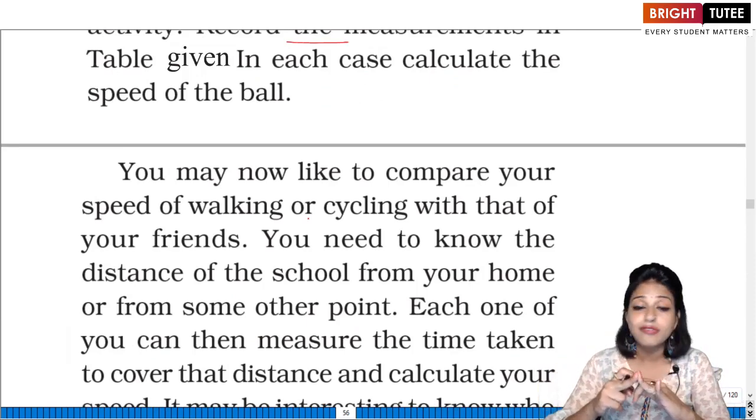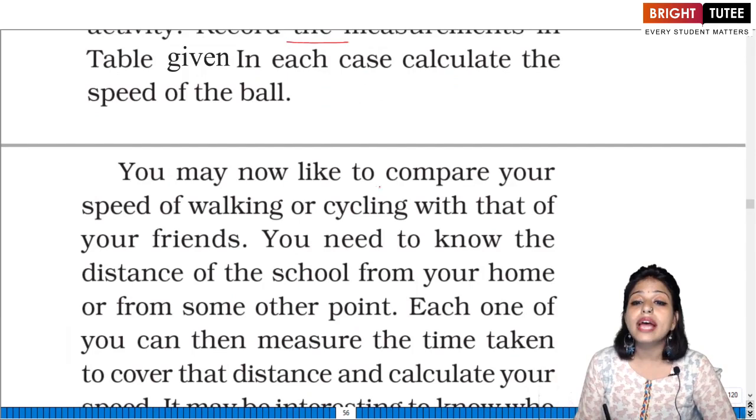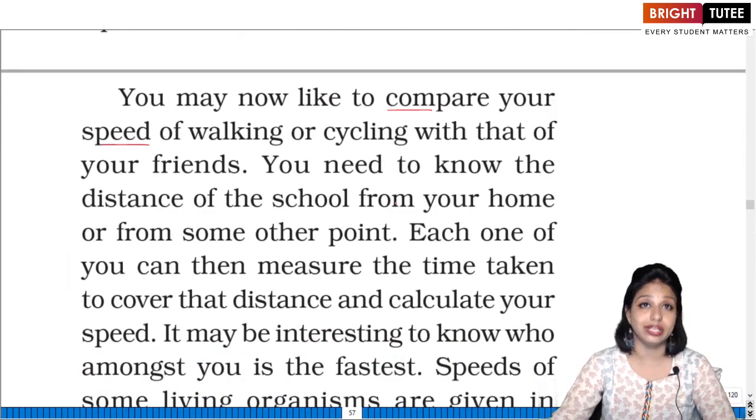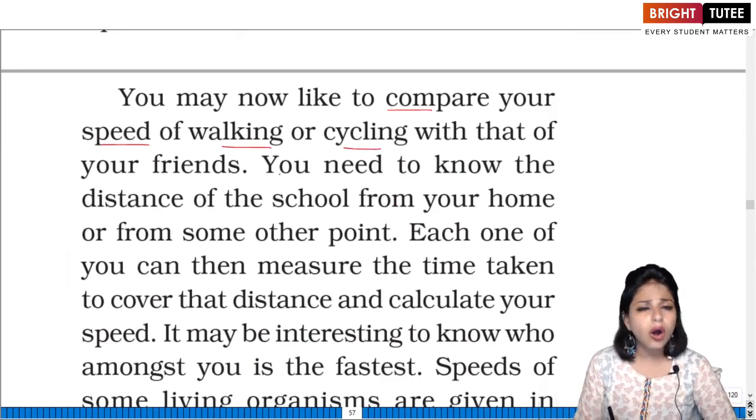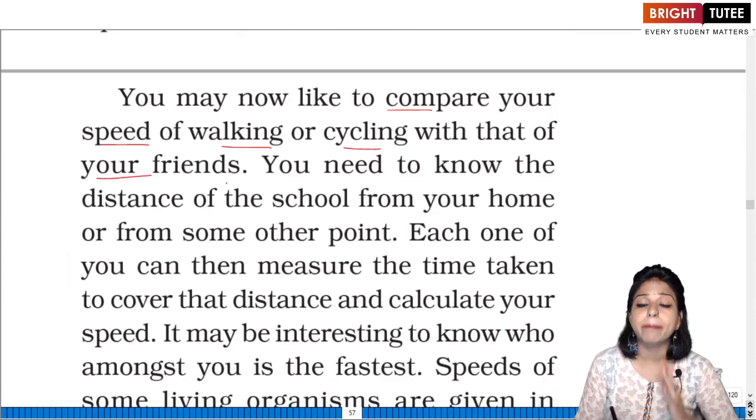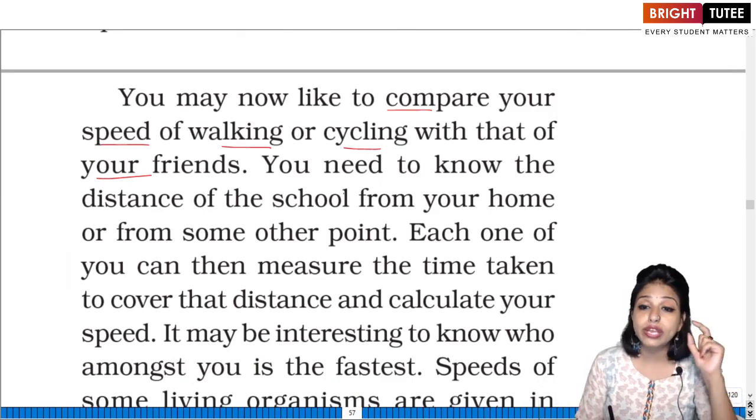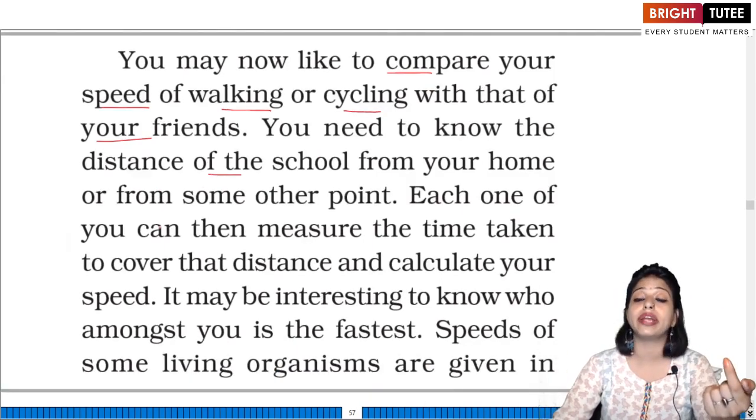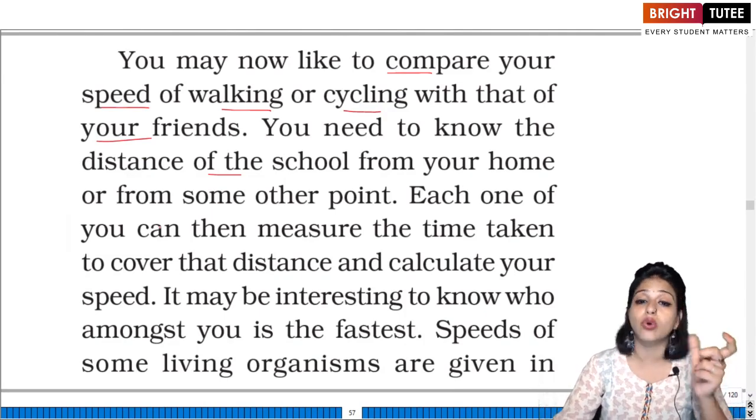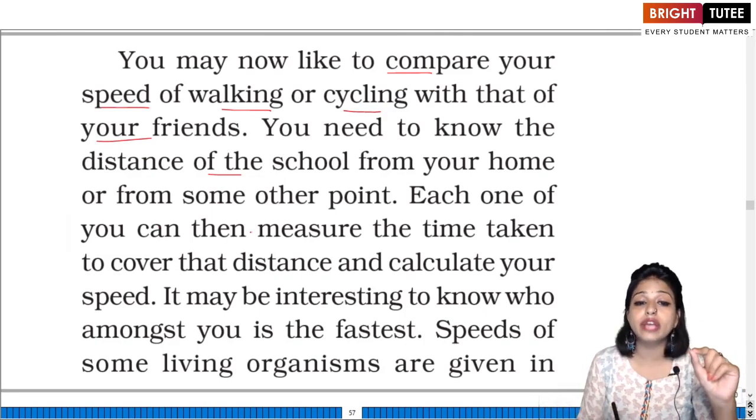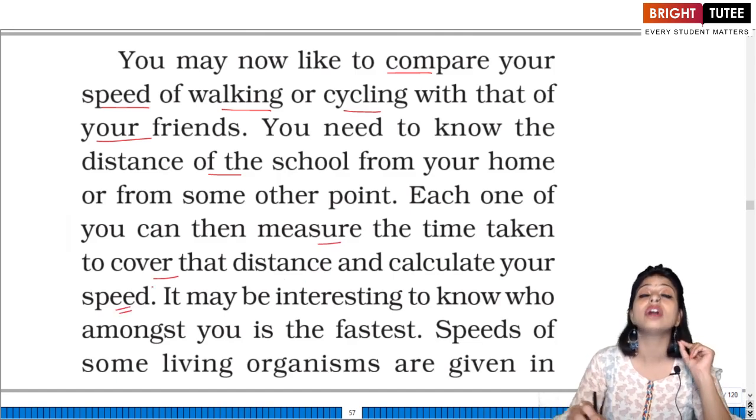Because the distance and the time may be varying. So you may know that we compare our speed of walking or cycling with that of our friends, which we generally do. You are walking fast, you are cycling slow. All these we do with our friends as comparison. Now what we need to do, we need to know the distance of the school from your home or from another point so that you can exactly tell how fast or how slow a person is moving. So for each one you can then measure the time taken to cover the distance and then calculate your speed.